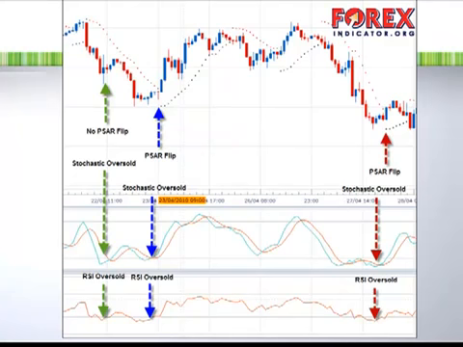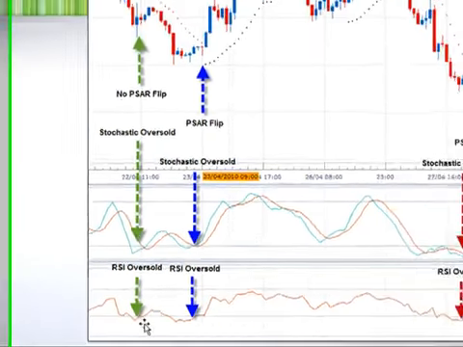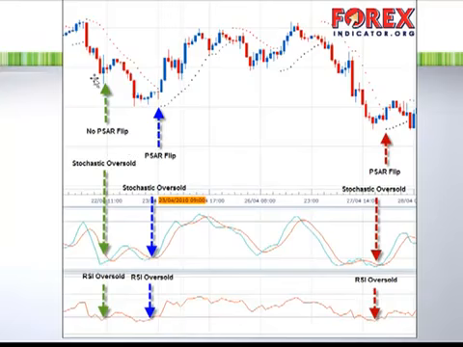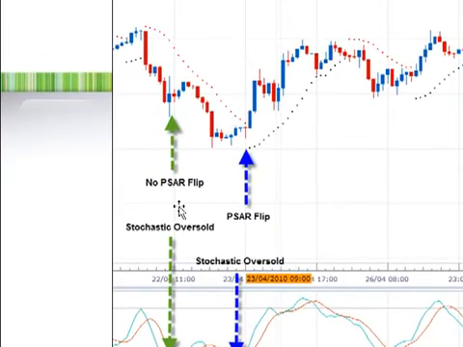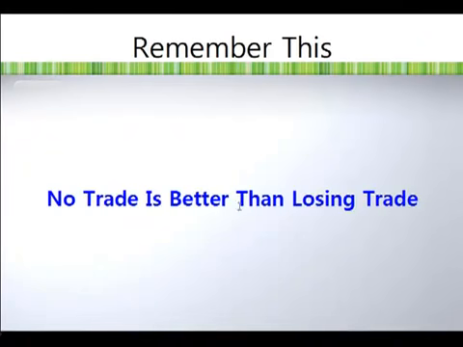Okay, so I hope that you like this video tutorial. And you must remember this: as long as these two show overbought or oversold and the PSAR did not flip, you do not enter a trade. This is very important. Sometimes no trade is better than a losing trade. The key to becoming a good trader is to preserve your capital.